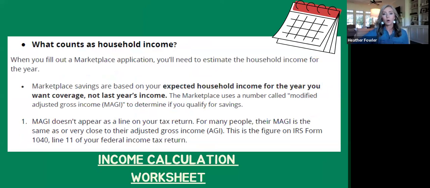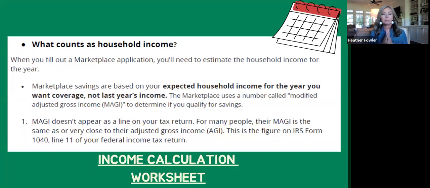Okay, so now let's talk about what counts as income. When you fill out the marketplace application, you're going to need to estimate the household income for the year that they have the coverage. Sometimes people want to look back and say, well, last year I made this, and that's fine if everything's going to stay the same. But many times people have changed jobs or maybe they've retired. And so their income will be different for the year that they're going to have marketplace insurance. So you want to estimate the income for the year they have the coverage. What do they expect they're going to make?